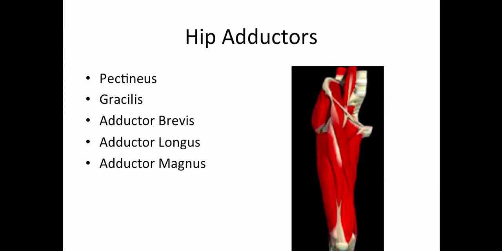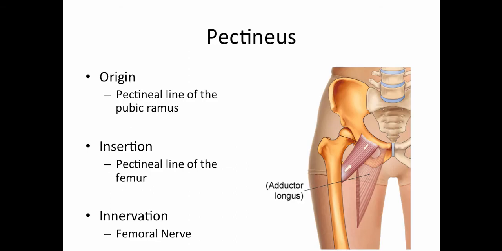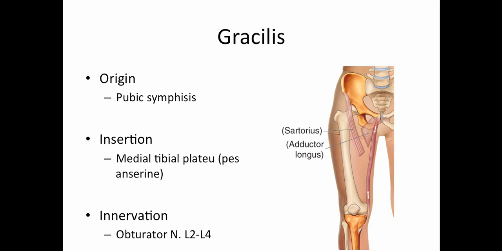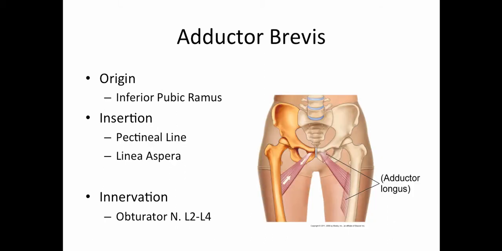Now we'll discuss the hip adductors: the pectineus, gracilis, adductor brevis, adductor longus, and adductor magnus. The pectineus originates at the pectineal line of the pubic ramus and inserts on the pectineal line of the femur. The gracilis originates on the pubic symphysis and inserts on the medial tibial plateau, or the pes anserine. The adductor brevis originates on the inferior pubic ramus and inserts on the pectineal line or the linea aspera.